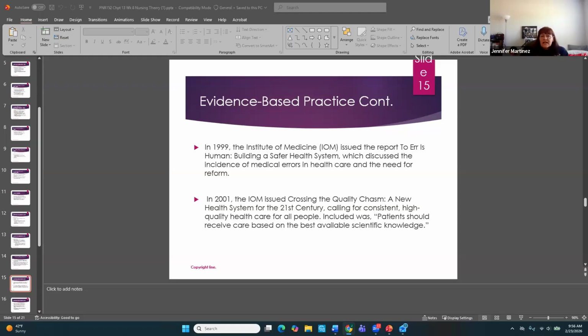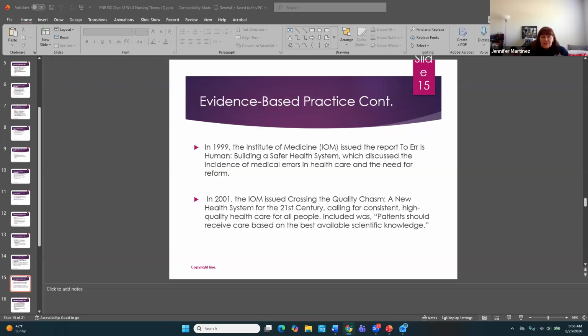It was things like wrong site surgeries. The underlying factor for the most part with the errors was systematic errors. It was system failures, not necessarily individuals that caused the issues. So basically it was good people working in bad systems. They make mistakes, right? And so the focus was on fixing the systems.